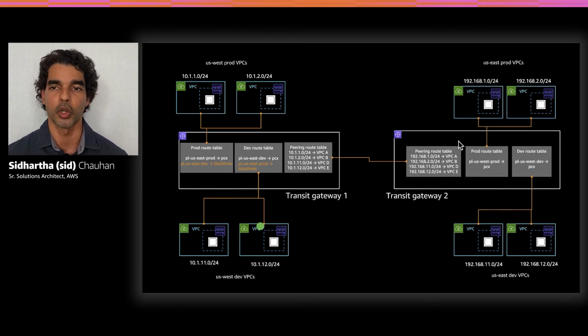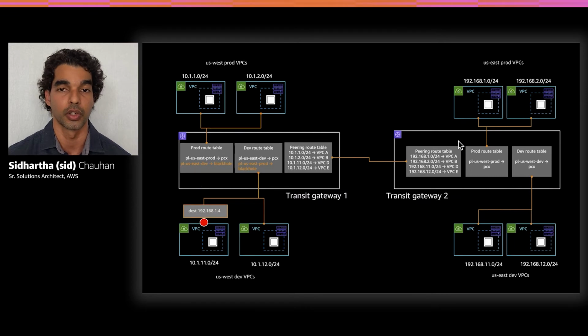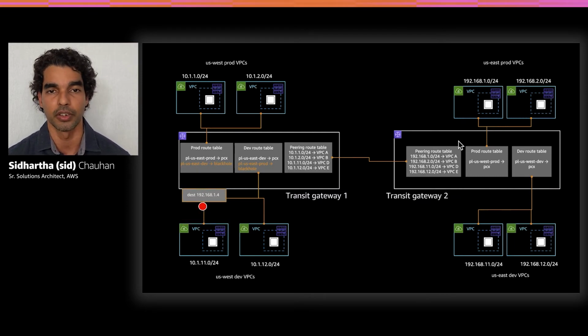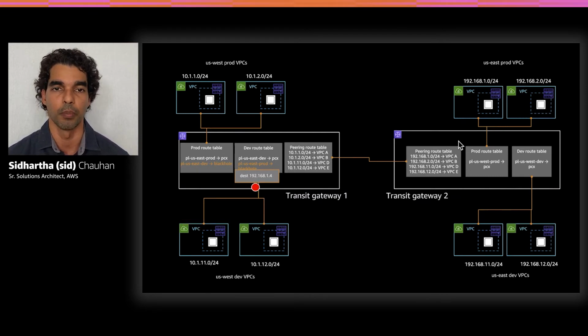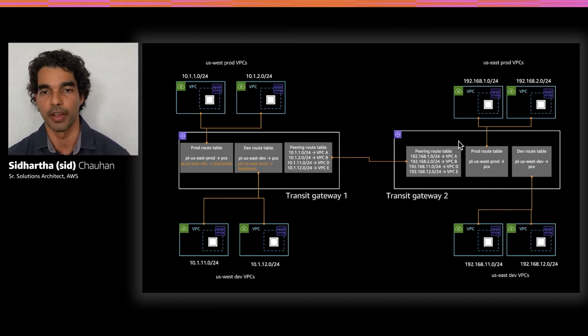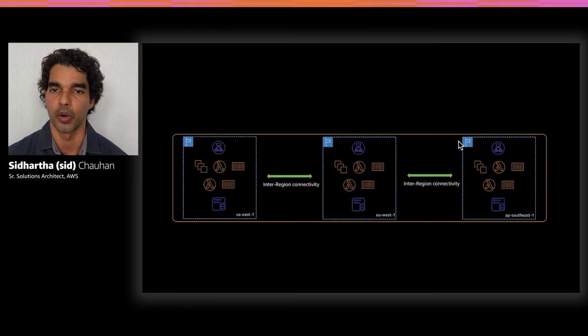Good. Now we have prod talking to prod, and dev talking to dev. Let's see an example if dev tries to communicate with prod. So the traffic reaches the dev route table. Oh, but we have an explicit route saying, hey, if it's destined to US East prod, send it to black hole. And transit gateway immediately drops the traffic. So now we are able to communicate between prod and prod, dev and dev, but not between dev and prod.